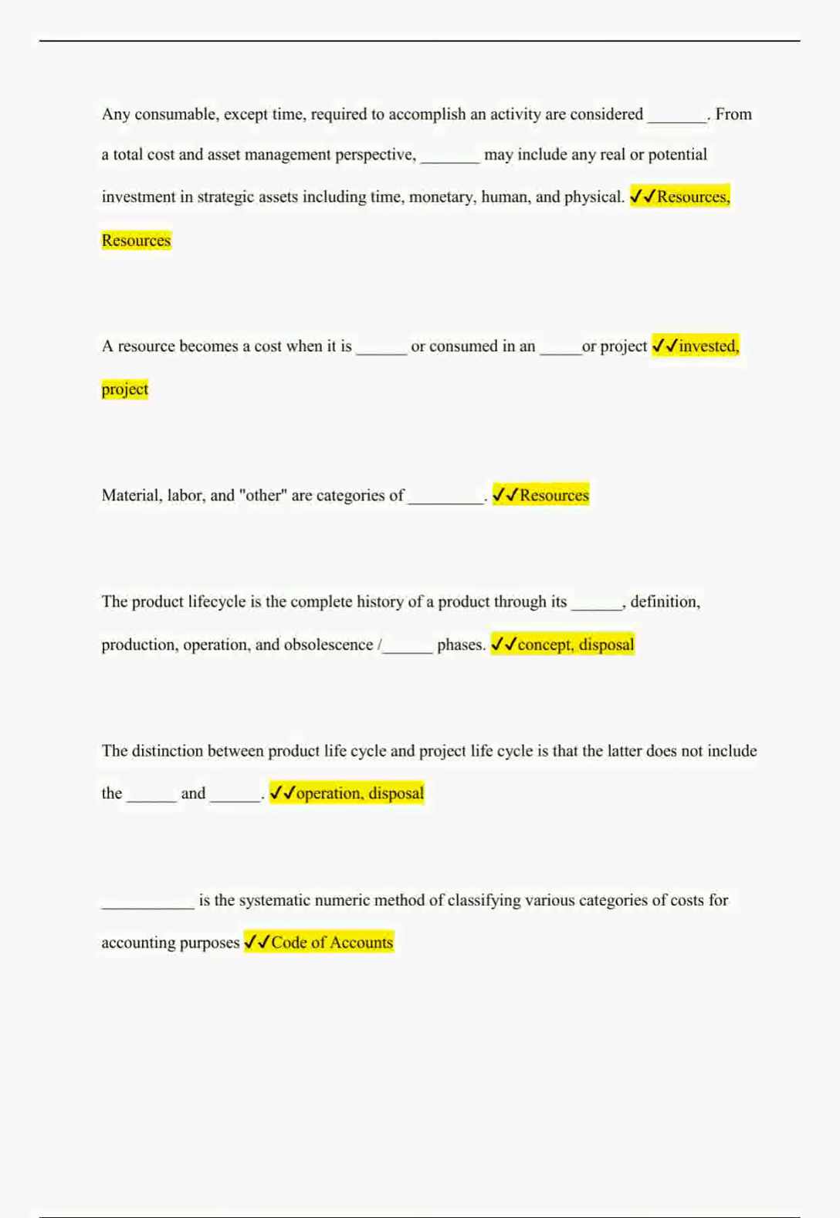Project, material, labor, and other are categories of resources. The product life cycle is the complete history of a product through its definition, production, operation, and obsolescence phases. Concept, dispose. The distinction between product life cycle and project life cycle is that the latter does not include the operation and disposal.